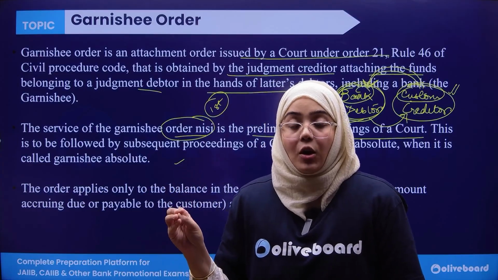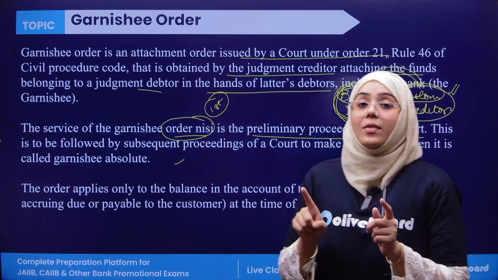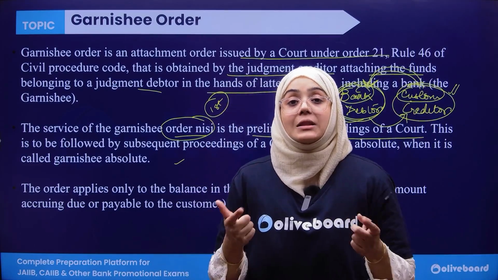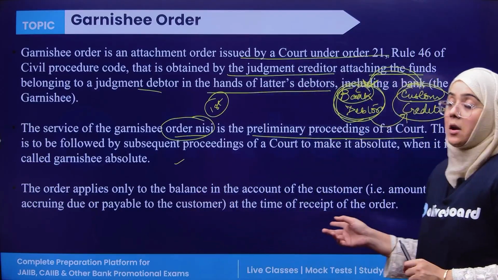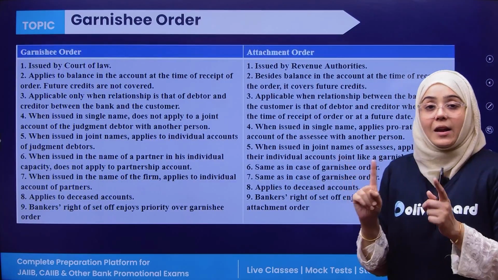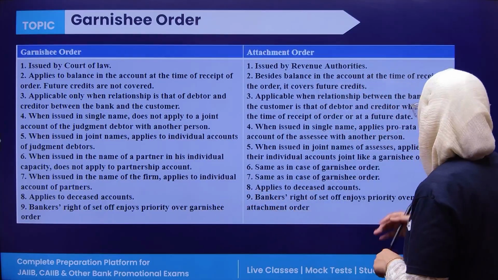Okay, last, if we talk about the order, this order applies only on the balance as on the date on which the order has been passed. This is known as the garnishee order. Now there is an attachment order also. Now there is a difference between garnishee and attachment order. Let us discuss some of the differences.